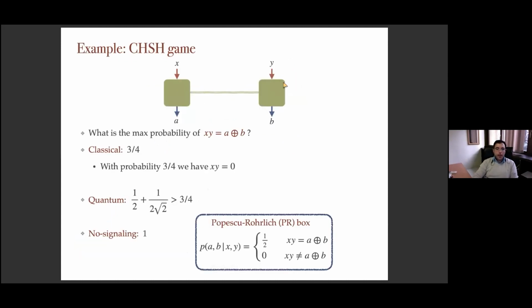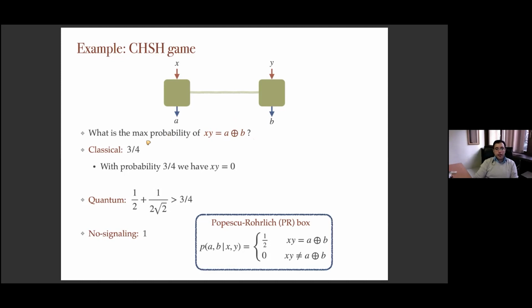Okay, so I have this box here, and we have this famous example of the CHSH game. The question is, if we choose X and Y completely randomly at uniform, what's the maximum probability that the XOR of the outputs is equal to the multiplication of the inputs? In this example, X, Y, A and B are each a single bit, taking values either 0 or 1. And the question is, what is the maximum probability of X times Y being equal to A plus B mod 2?